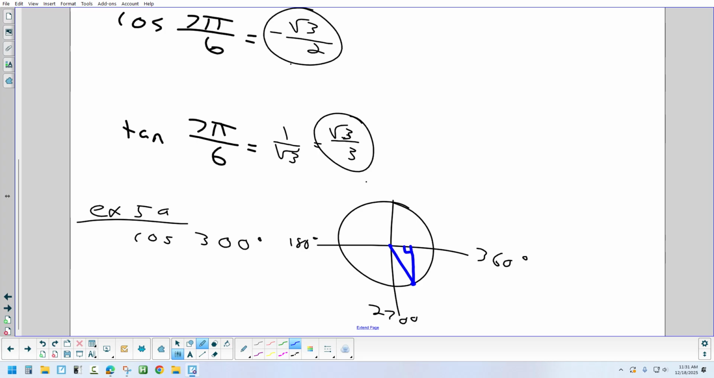So the short side is right here. And what's the length of the short side in this kind of triangle? Yep. It's always a half. And here's your long side. What's the length of the long side? Yeah. Square root of 3 over 2. So now you have enough information. What's the coordinate for 300 degrees?